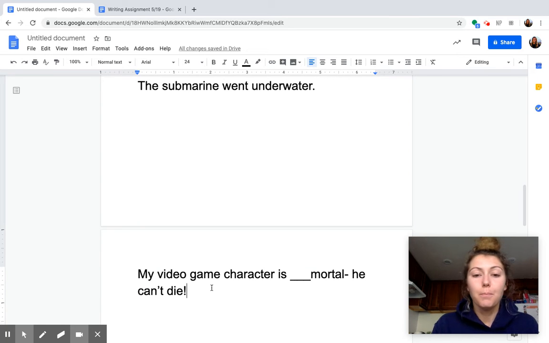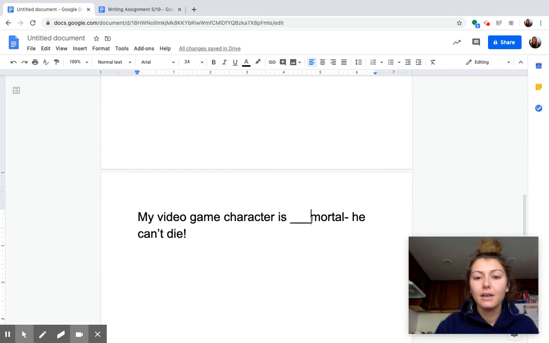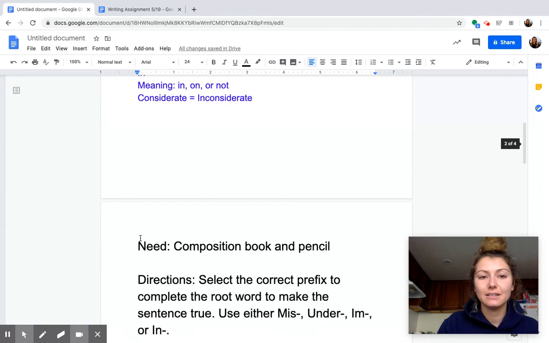Moving to our next example. My video game character is blank mortal. He can't die. Well, I know that the word can't has the same meaning as no or not. Which of our prefixes could help us by adding it to the word mortal? Mortal means that you can die. So we want to create the opposite meaning, to make the word mortal mean something that can't die.